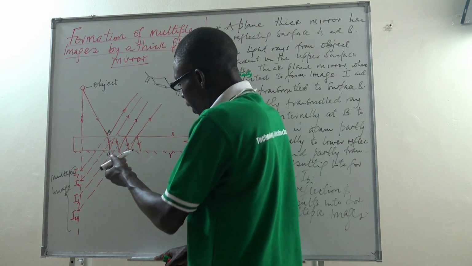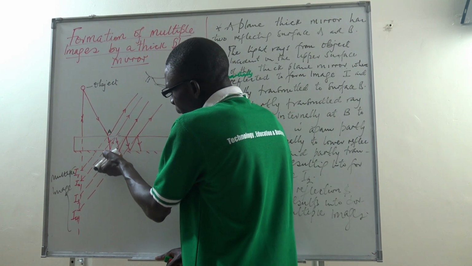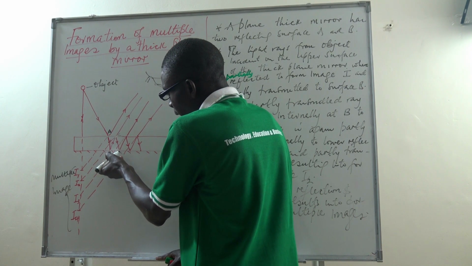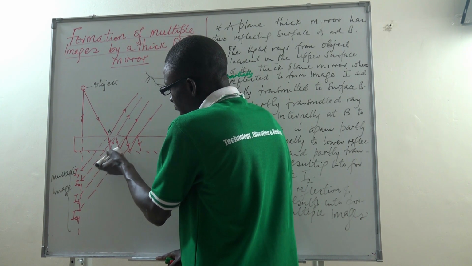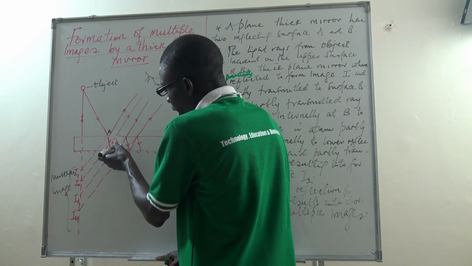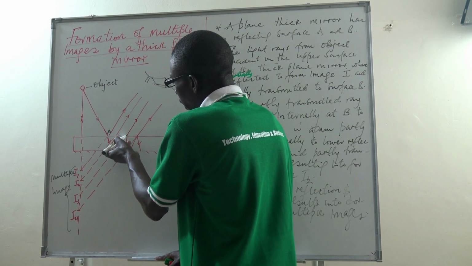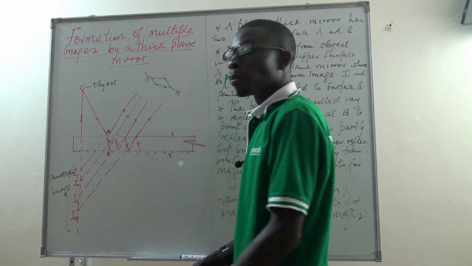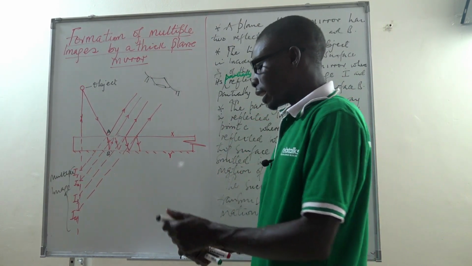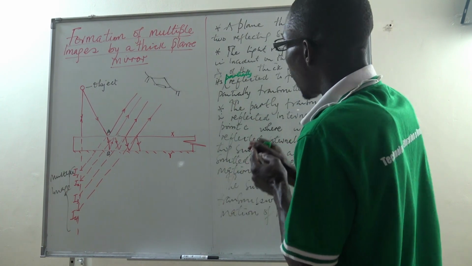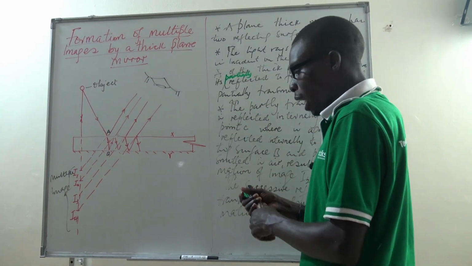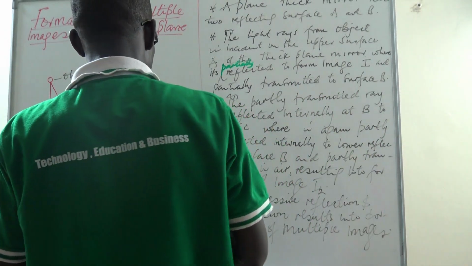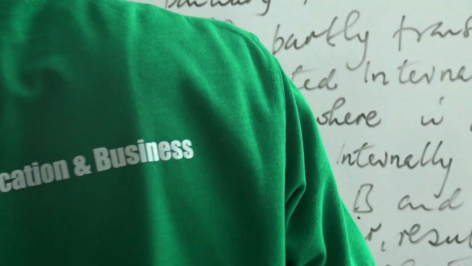So the process keeps on continuing: even the part which is transmitted at this point, which is reflected here, is again reflected at this point upward, and then part moves out. The one which moves out appears to be coming from that point, and the process continues, resulting in the formation of multiple images. Let's look at something very important to note.